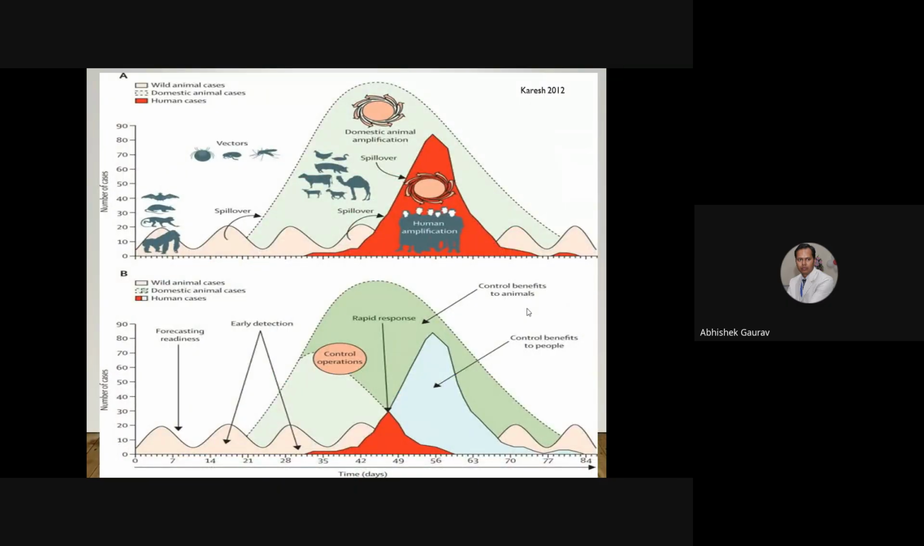This is an image I captured from the Karesh 2012 paper. This is available on the internet. You can see that in the upper picture, the red one is the human cases. And in the lower picture, we can see that the red hill is smaller in size. This is because of the rapid response. If we respond rapidly, the disease in humans is drastically reduced to a lower level. Similarly, rapid response and early detection also reduce the incidence of disease in animals. So this is the take-home message: rapid response and early detection are required for decreasing the number of cases and decreasing the incidence of the disease, both in animals as well as in humans.